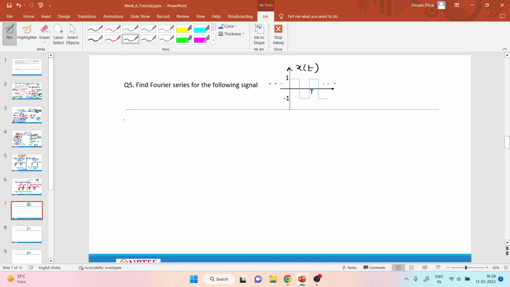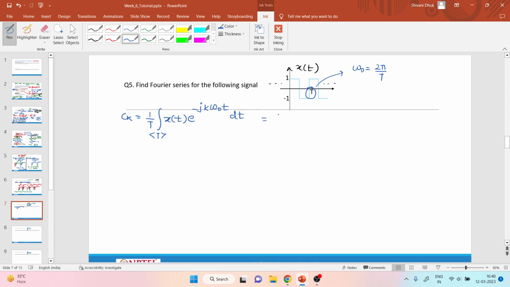So we know that the Fourier series coefficients are given as ck is equal to 1 by T integral over a period T. We can observe here the fundamental period of this signal is T, and from this we can say that the fundamental angular frequency is simply 2 pi by T. So it is integral over a period x of t into e power minus j k omega naught t dt.